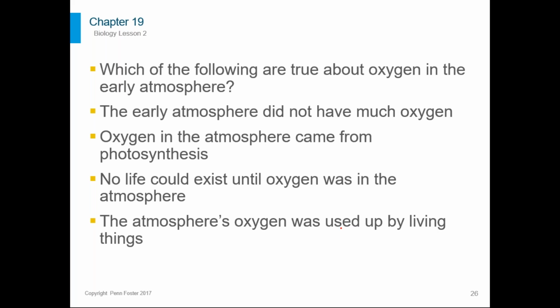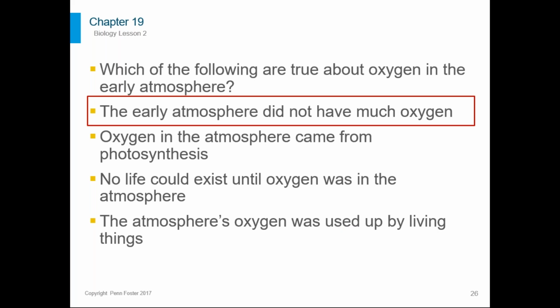So which are true? First of all, the early atmosphere did not have much oxygen. Yes, that is true. The early atmosphere had very little oxygen. There was not enough to support the kind of life that we have now. So where did it all come from? This one, oxygen in the atmosphere came from photosynthesis. So there was bacteria first, and then eventually plants that started photosynthesizing. They took in carbon dioxide, sunlight and water. They end up creating oxygen. And there were so many of these creating oxygen for millions of years that now the atmosphere has lots of oxygen.